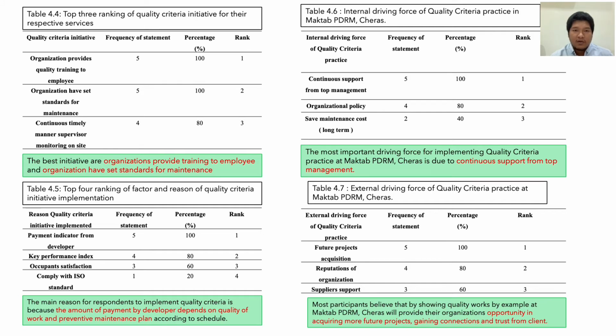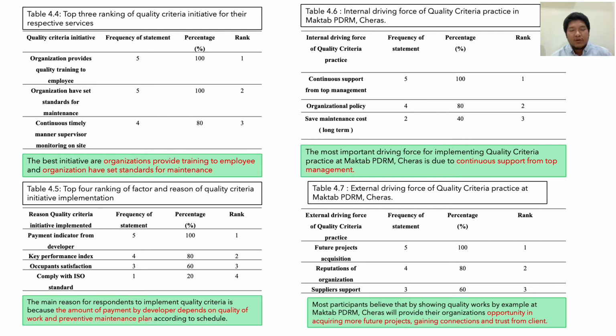As for table 4.6, what is the driving force of quality criteria practice? What is the internal driving force inside their organization? What is the driving force to enforce this quality works? During the interview session, they stated that continuous support from top management is the main internal driving force. It's the most important driving force. The second one is the organizational policy, and the last one is to save maintenance costs for a long term. So without strong leadership from top management to enforce quality criteria practice, it will be quite tough.